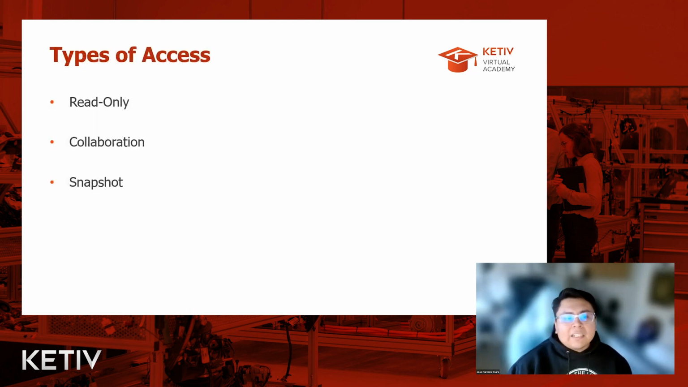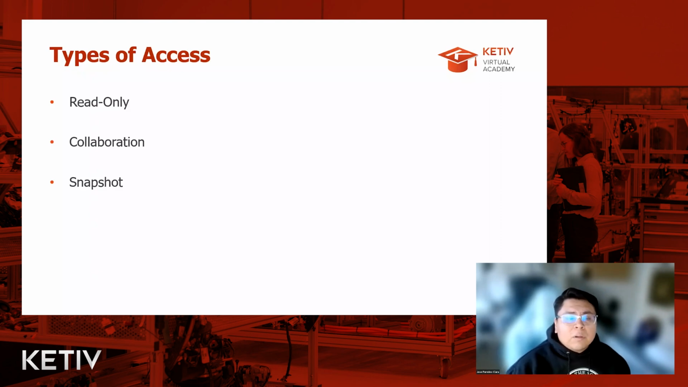Starting off, types of access, right? Read only. There's a few ways that we can share read-only information, and we're going to take a look at those: shared views, PDF sharing, and the last one is Thin Client. Those are all Vault Professional features.